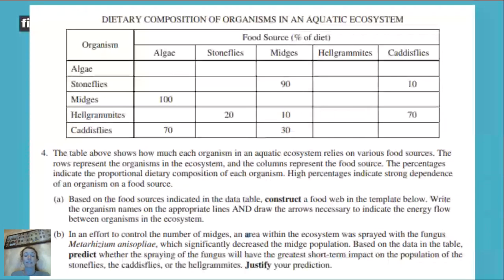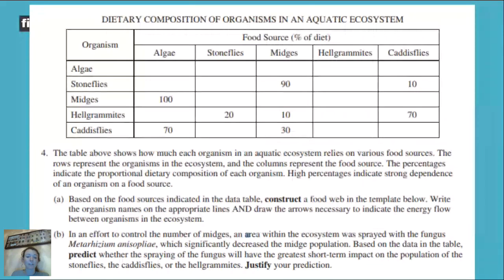A, based on the food source indicated in the data table, construct a food web in the template below. Write each organism's name on the appropriate lines and draw the arrows necessary to indicate the energy flow between organisms in the ecosystem. That's going to be 2 points, one for the bolded words construct a food web, and the second is after that, drawing the arrows. They should have had that bolded as well.